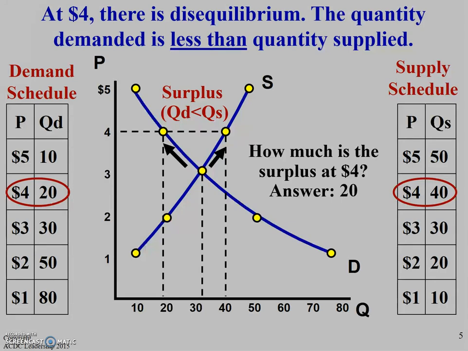So if we were using milk as an example, like we did when we took our notes, we would say at this particular price that the milk suppliers are supplying 40 units, but we're only demanding 20, so they have too much milk left over.